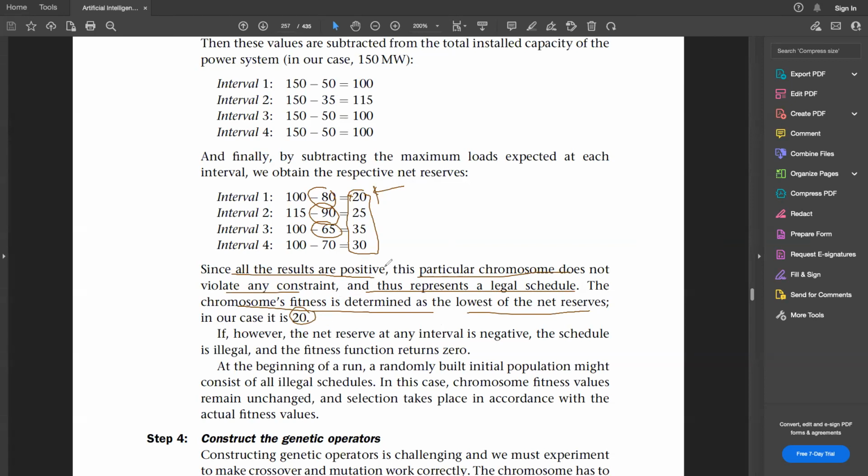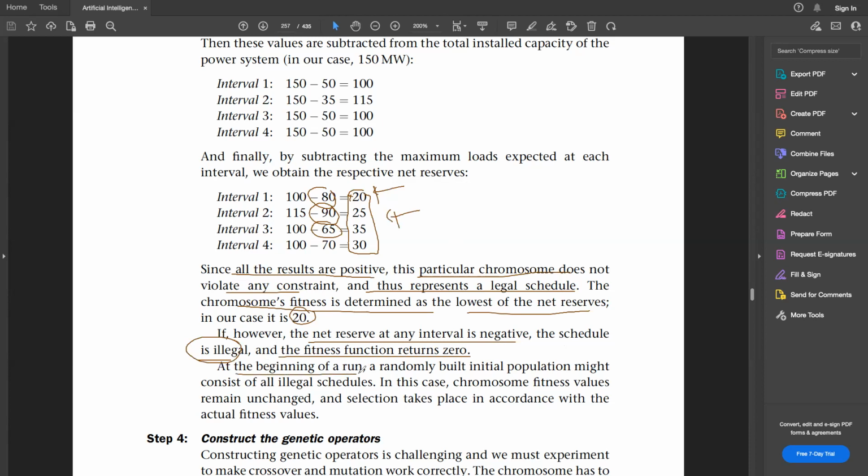Okay, so for all the other chromosomes, we would follow the same process to get their fitness. Now, if the net reserve at any interval is negative, in other words, if any of these numbers were negative, then that schedule is not legal. It violates the constraints, and the fitness function will return 0.